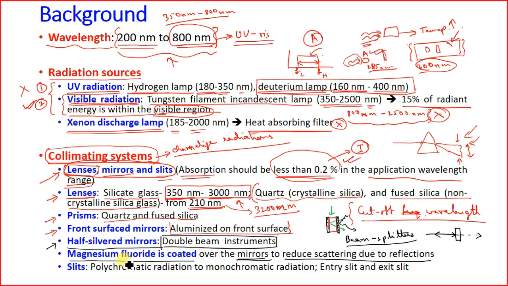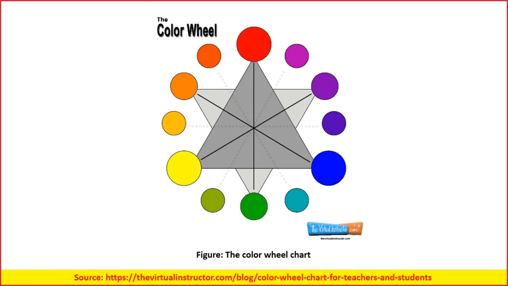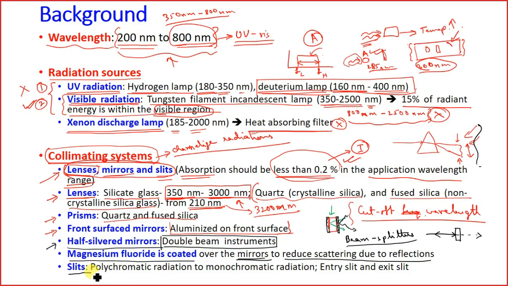And then we have slits. Why are the slits used? As I told you previously, slits can be used for converting a polychromatic radiation to monochromatic radiation, and they are used basically as the entry slit and exit slit.